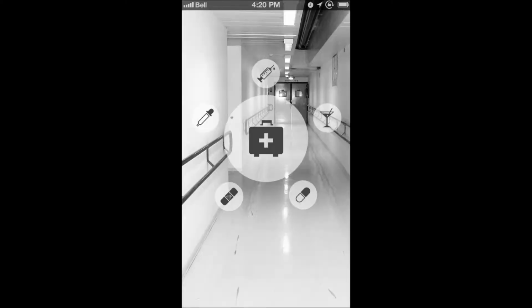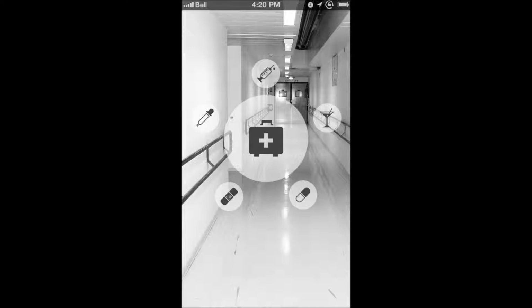This is an app designed in response to the challenge sponsored by the Mohawk College School of Nursing. This app will help nurses calculate the correct dosages of medication. Over the course of their career, nurses will administer medication through a range of methods.